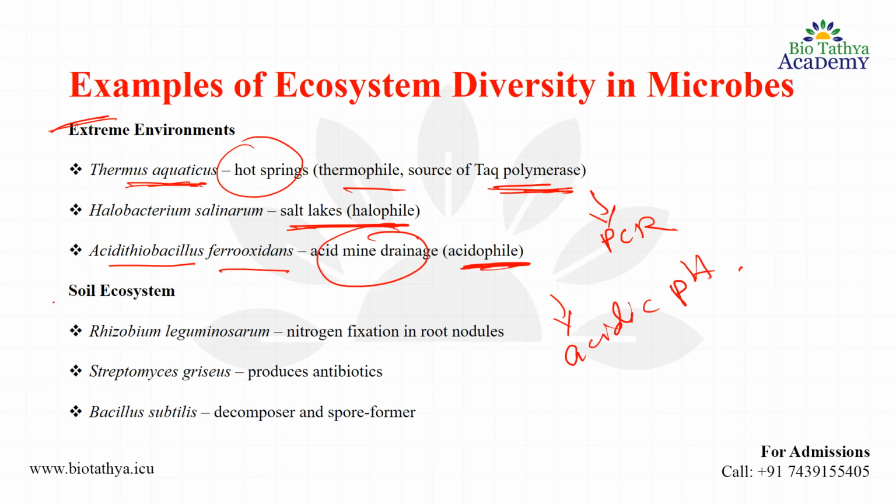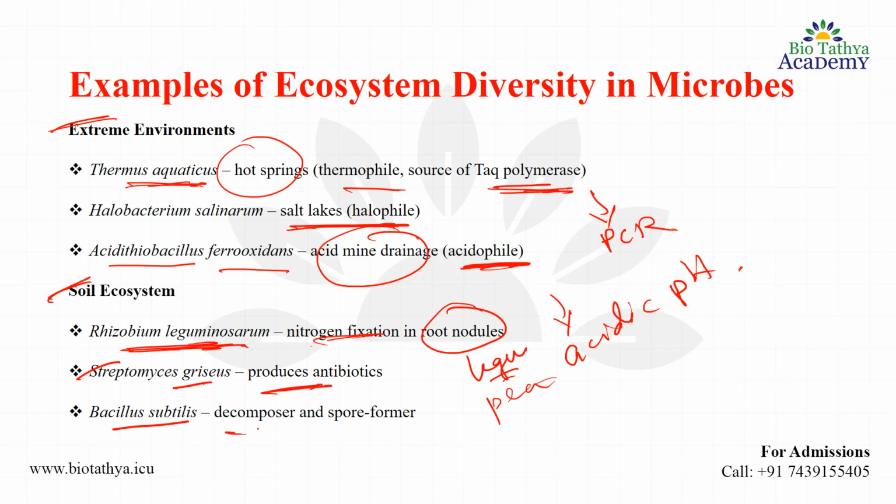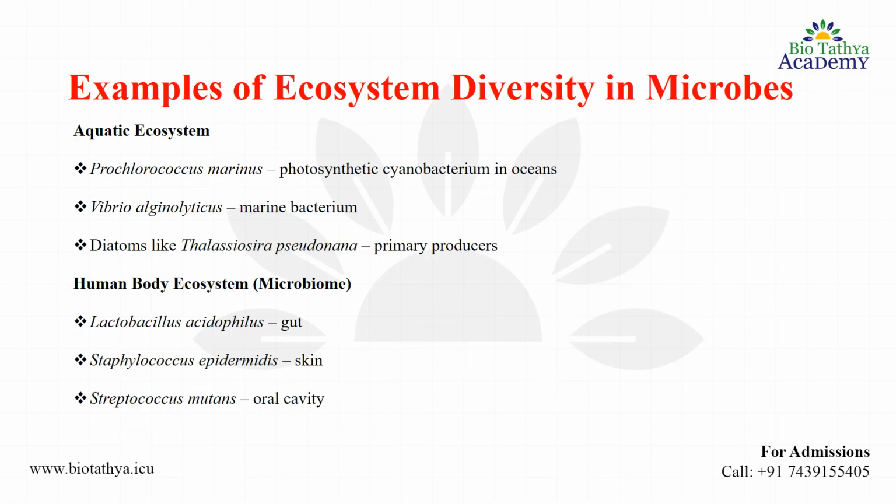Then if I talk about the soil ecosystem, you might have heard about Rhizobium leguminosarum, which resides in the root nodules of leguminous plants such as the pea plant, and helps in nitrogen fixation. Then Streptomyces griseus, which can produce antibiotics. Bacillus subtilis, which is a decomposer and a spore former, because when conditions are not favorable, they can form spores and survive in that.